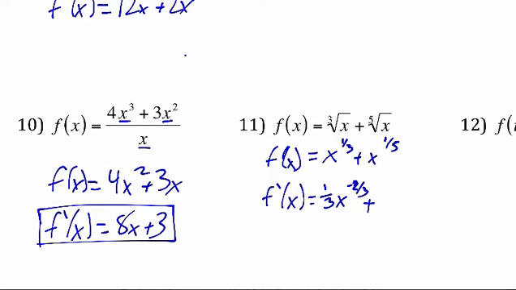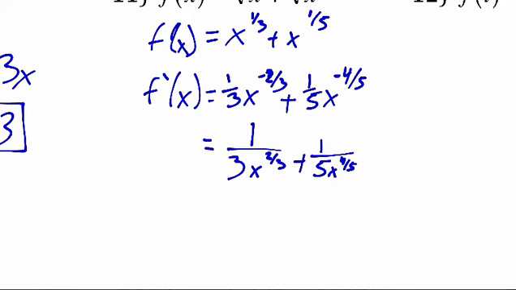Plus, the next one is going to be 1/5 x to the 1/5 minus 1, we actually did that earlier, is negative 4/5. Now again, since we have negative exponents, we can put those in the denominator. So I got 1 over 3 times x to the positive 2/3 plus 1 over, I forgot I was going to put this as one big fraction, 5x to the 4/5 power.